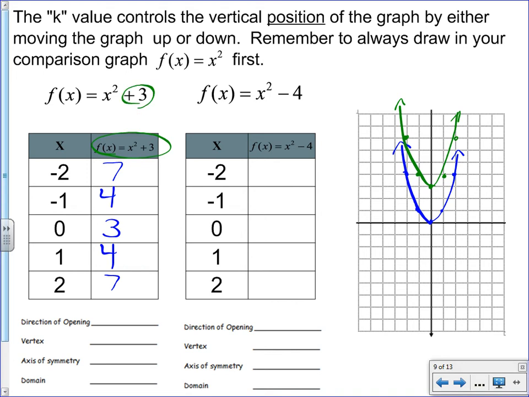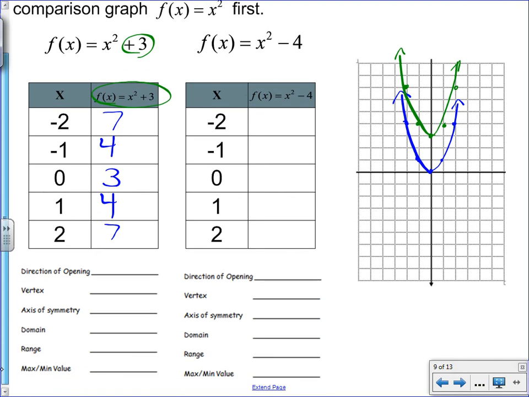So Nathan, what's my direction of opening? Up. What's my vertex? Caitlin? 0, 3. Close. Again, x is still 0, y is 3. The axis of symmetry. Yulia, what's my axis of symmetry here? 0. Yeah, x equals 0.